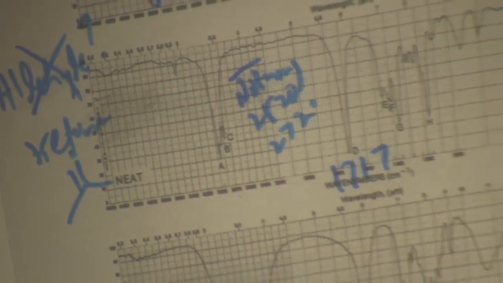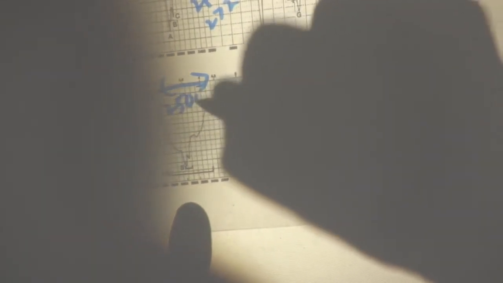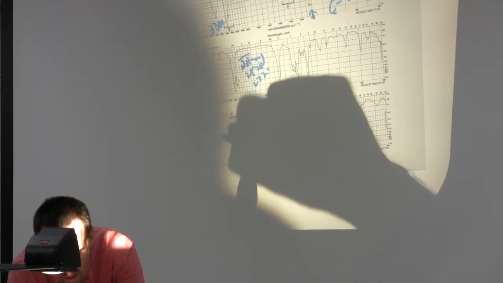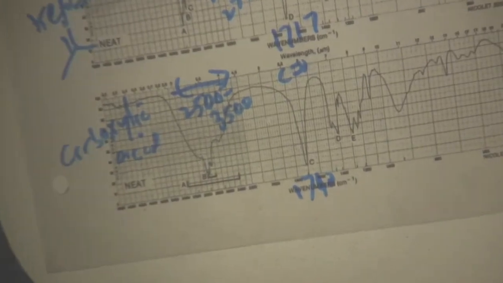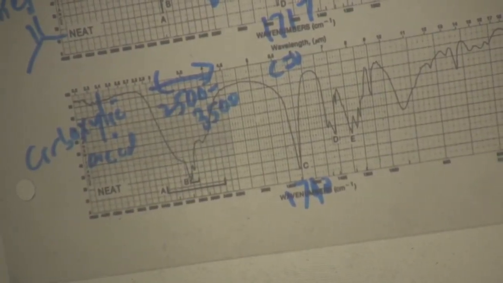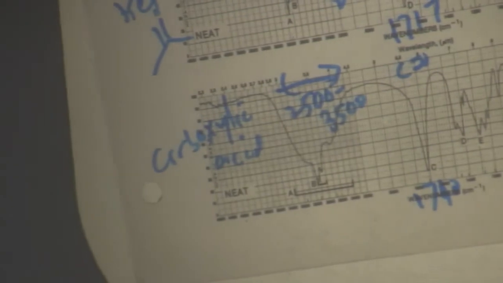Last one, carboxylic acid. That one screams carboxylic acid. Yeah, we've got this carbonyl at about 1710. We've got this big ugly band from about 2520 to 3500. And so if you're on top of things like that, you're in pretty good shape.